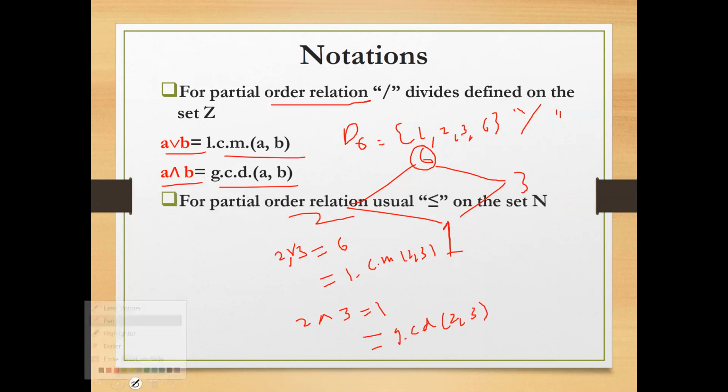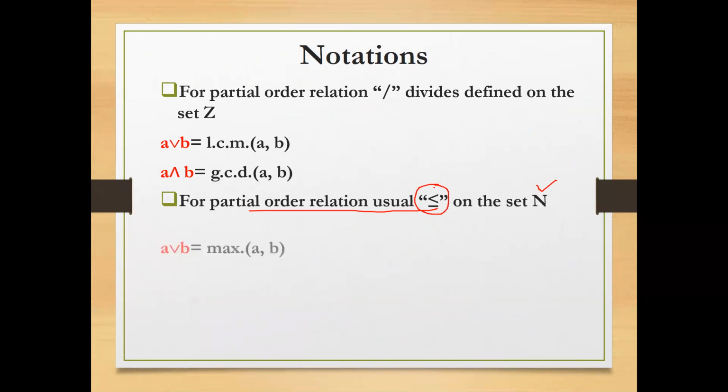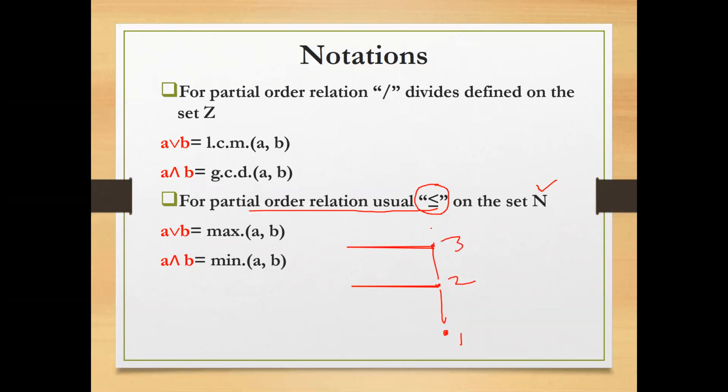So next, the second one, the partial order relation usual less than or equal to, and we have defined it over the set of natural numbers. So for usual less than or equal to, what will be the meet and what will be the join? It is simply A join B is maximum of A and B, and A meet B is minimum of A and B. The Hasse diagram on the set of natural numbers for usual less than or equal to will be like this, because every two elements are comparable. 1, 2, 3, 4. Every two elements are comparable. So its diagram is like a chain.